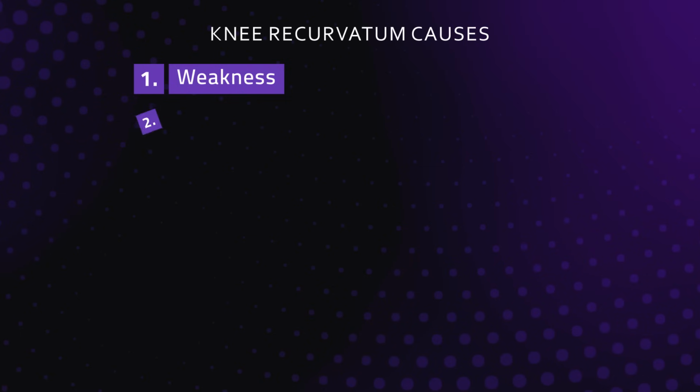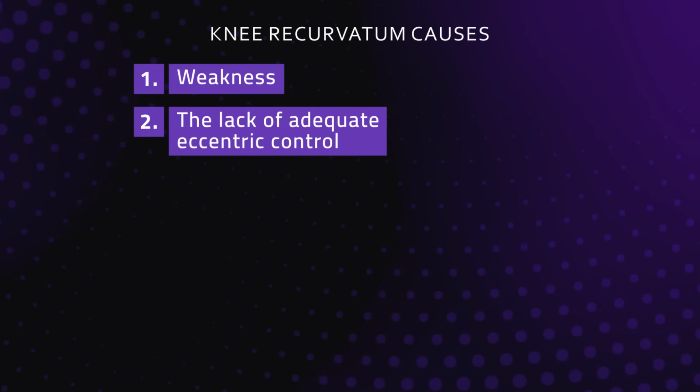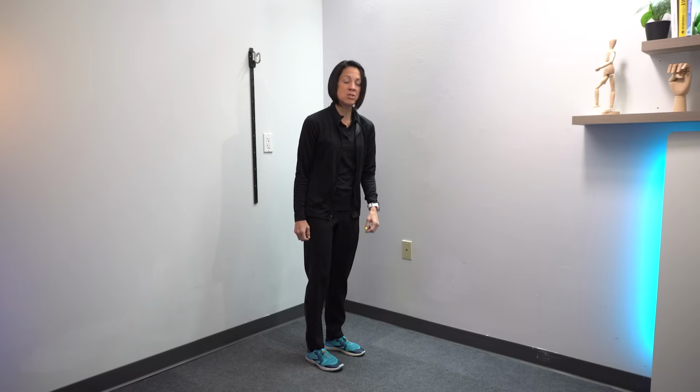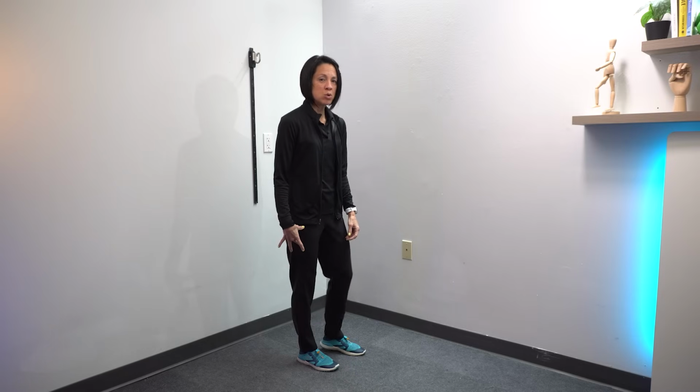What else can cause this that's kind of in the same category as weakness is not having adequate eccentric control. Again, it's kind of in the same category as weakness, but when we get to the solutions, it is important to understand the difference and to make sure that you do the exercises safely. If you have this inability to use your muscles eccentrically, you want to be very cautious with some of the exercises.